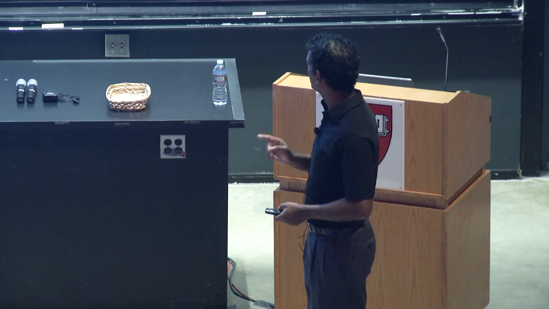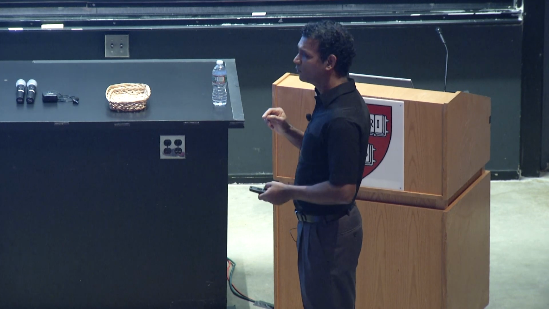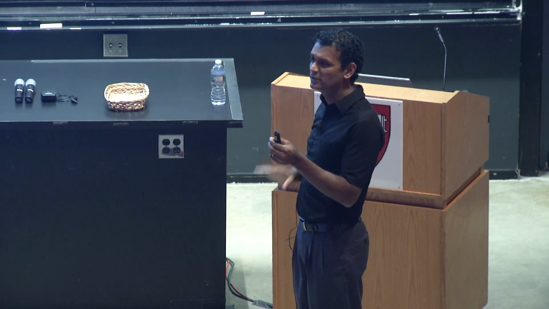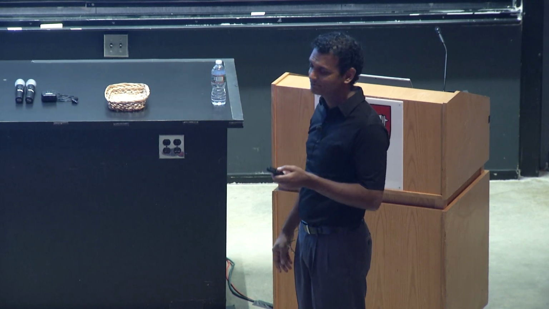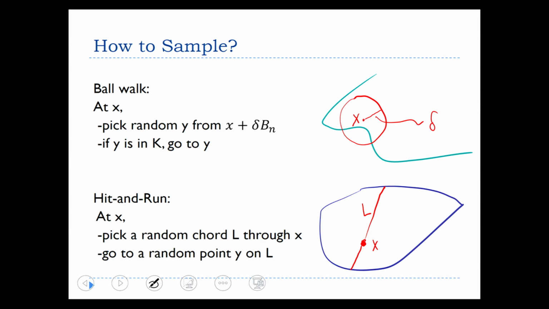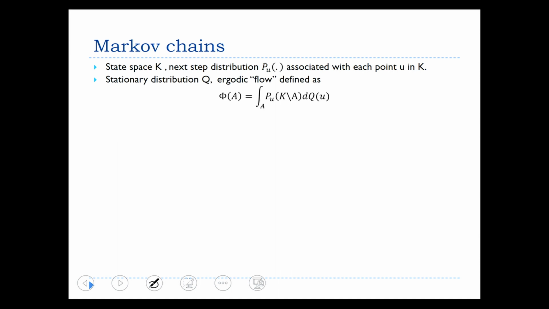But this one, unlike the ball walk, no matter how close to the boundary you start, escapes exponentially quickly. Okay, so here are two processes, and how do we analyze them? We're interested in the rate of convergence. This is a classical topic.